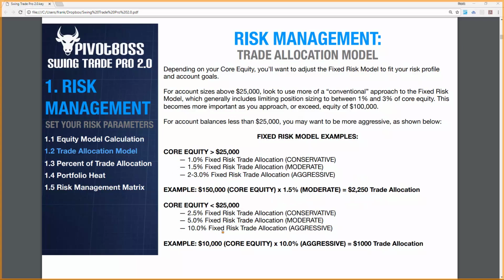Now if you look at below 25K, for account sizes below 25K, perhaps you need to increase that a little bit, right? So say you're trading a 5K account or a 3K account or a 10K account or 15K, right? Then perhaps 2.5%, 5%, and 10% are the trade allocation amounts that you could use. Again, 10% of 25K would be $2,500, which is more than the allocation here on a moderate.